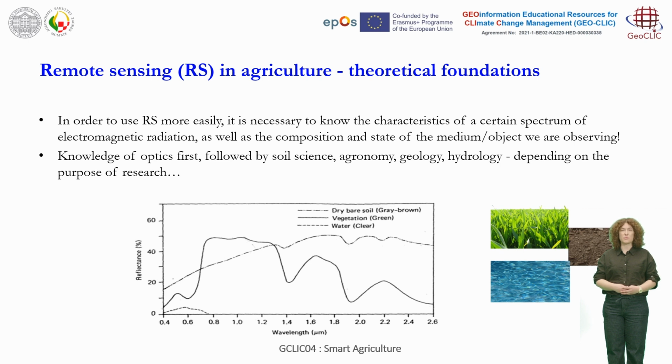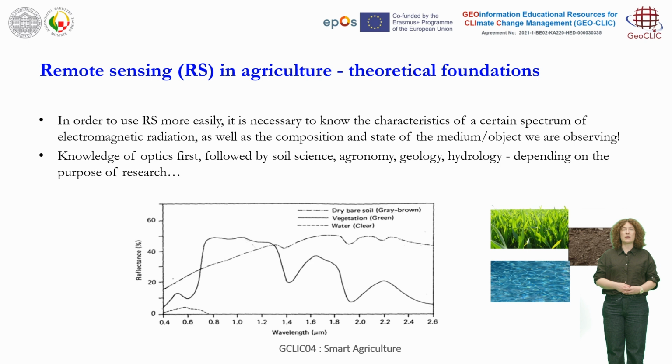In order to use remote sensing more easily, it is necessary to know the characteristics of a certain spectrum of electromagnetic radiation, as well as the composition and the state of the medium or object we are observing from the height. We need to have some knowledge about optics, but with equal importance, we need to be very good experts in the field of the medium we are sensing. Is it soil or crop or rock? We need to have knowledge about soil science, agronomy, geology, hydrology, depending on the purpose of research.